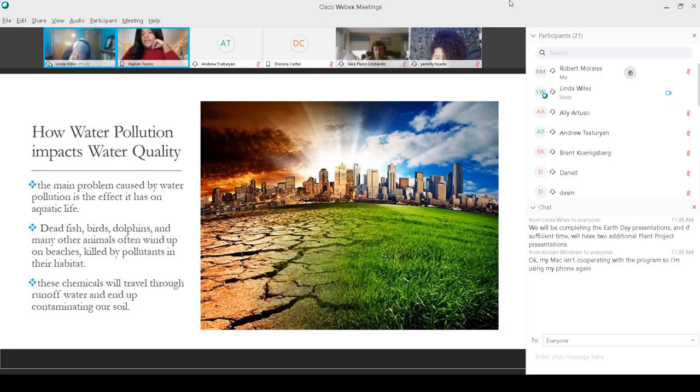Okay, so how water pollution impacts water quality. The main problem caused by water pollution is the effect it has on aquatic life. Dead fish, birds, dolphins, and many other animals often wind up on beaches, killed by pollutants in their habitat. These chemicals will travel through the runoff water and end up contaminating our soil. To the right is a demonstration of how it can contaminate, the healthier side versus the contamination side. That's very dramatic.